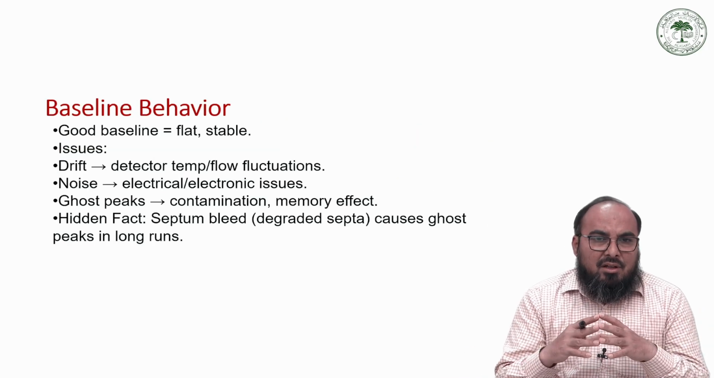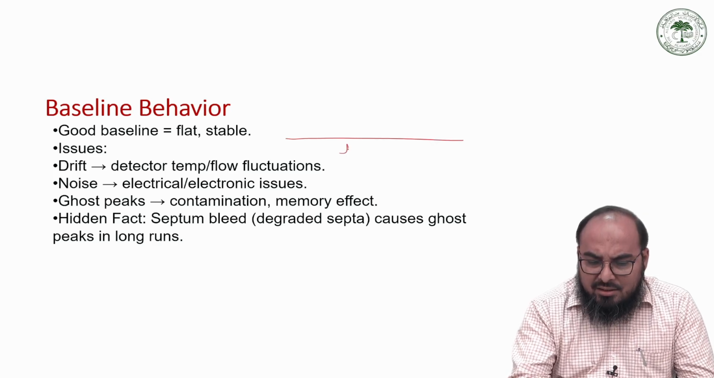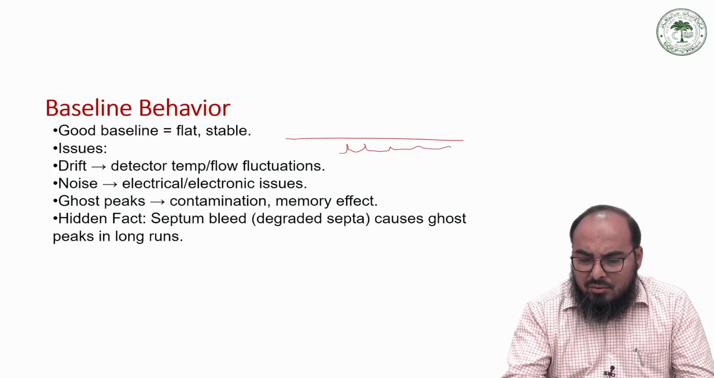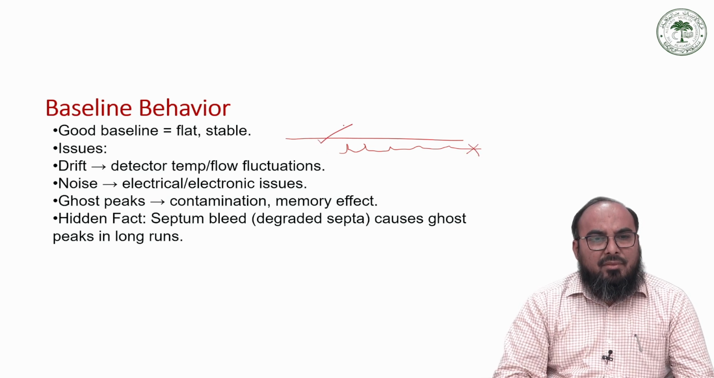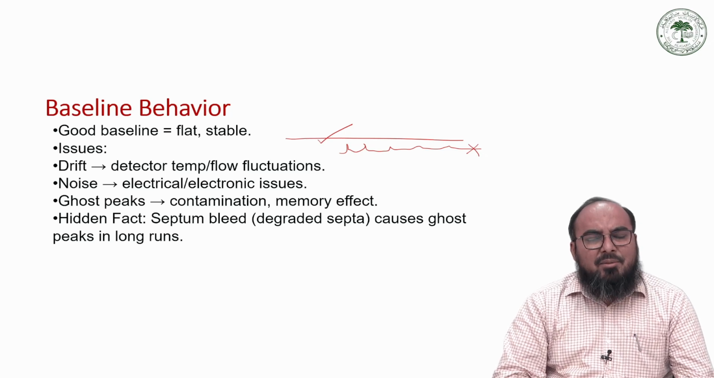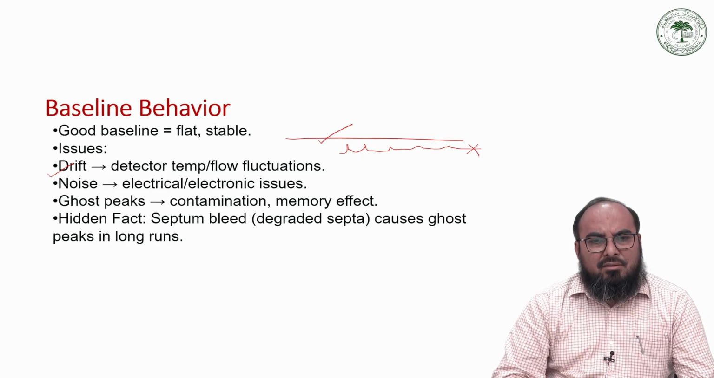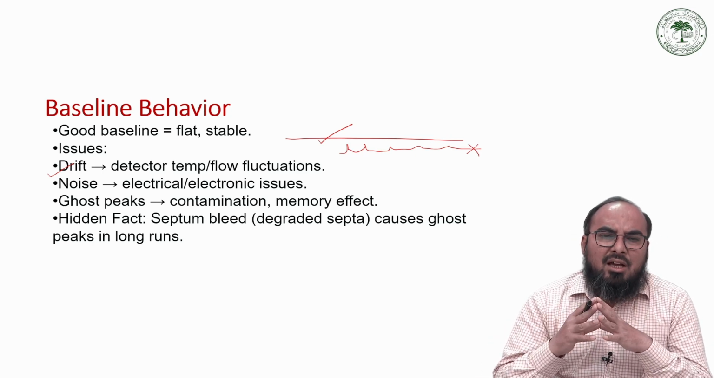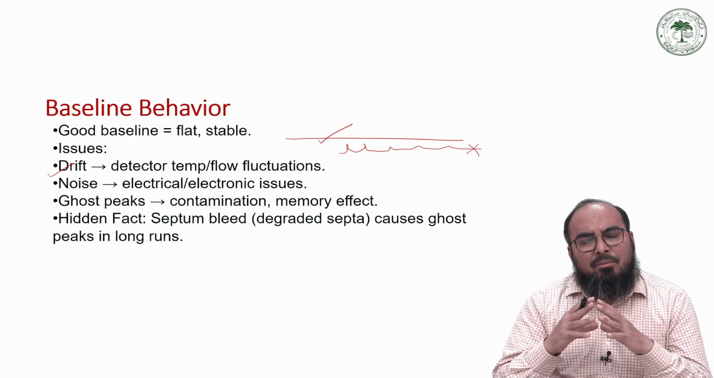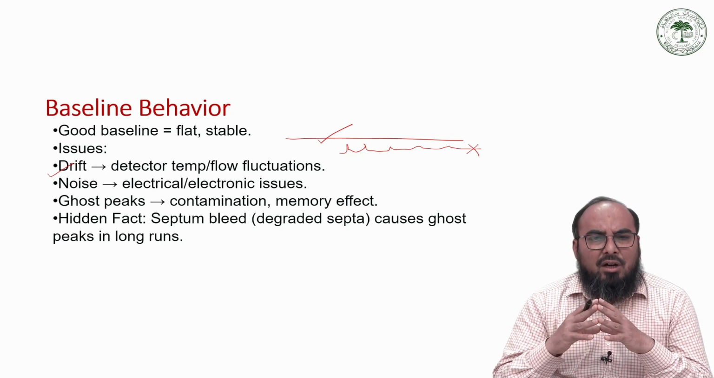Similarly, baseline behavior. A good baseline should be flat and stable. It is not like this. This is not an ideal baseline. An ideal baseline is like this. So what changes the baseline? The drift, that is, the change in detector temperature, or the fluctuations occur because of a change in the velocity of the mobile phase, the change in the velocity of the carrier gas. That is, your column pump is not properly working. It implies that your rotors are not working.